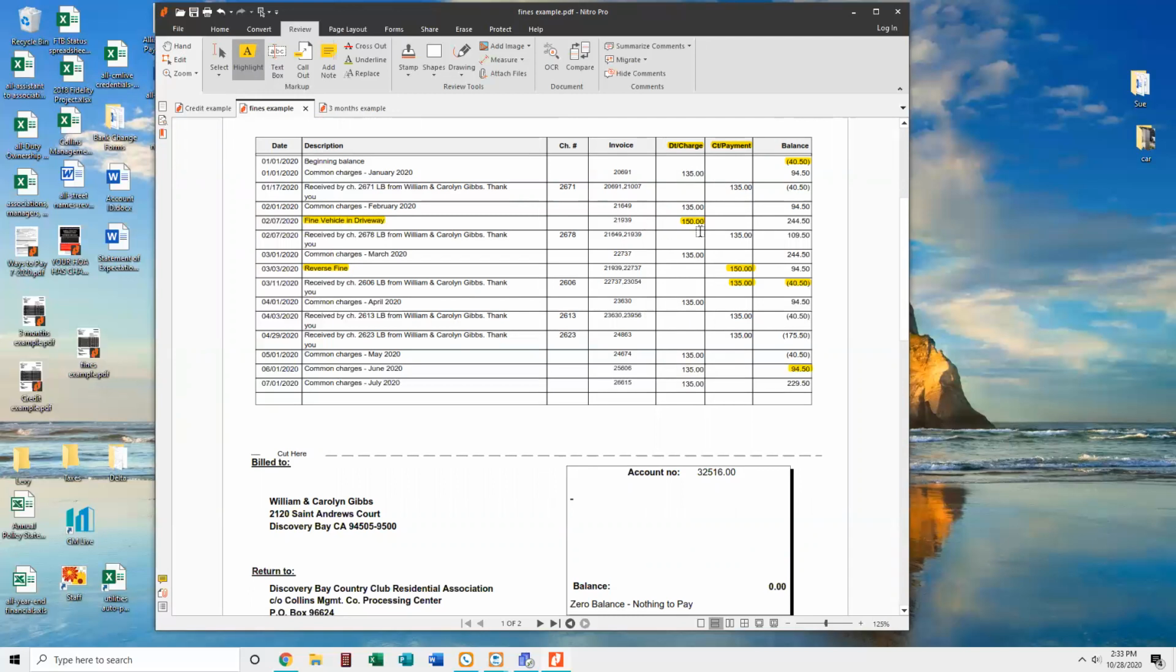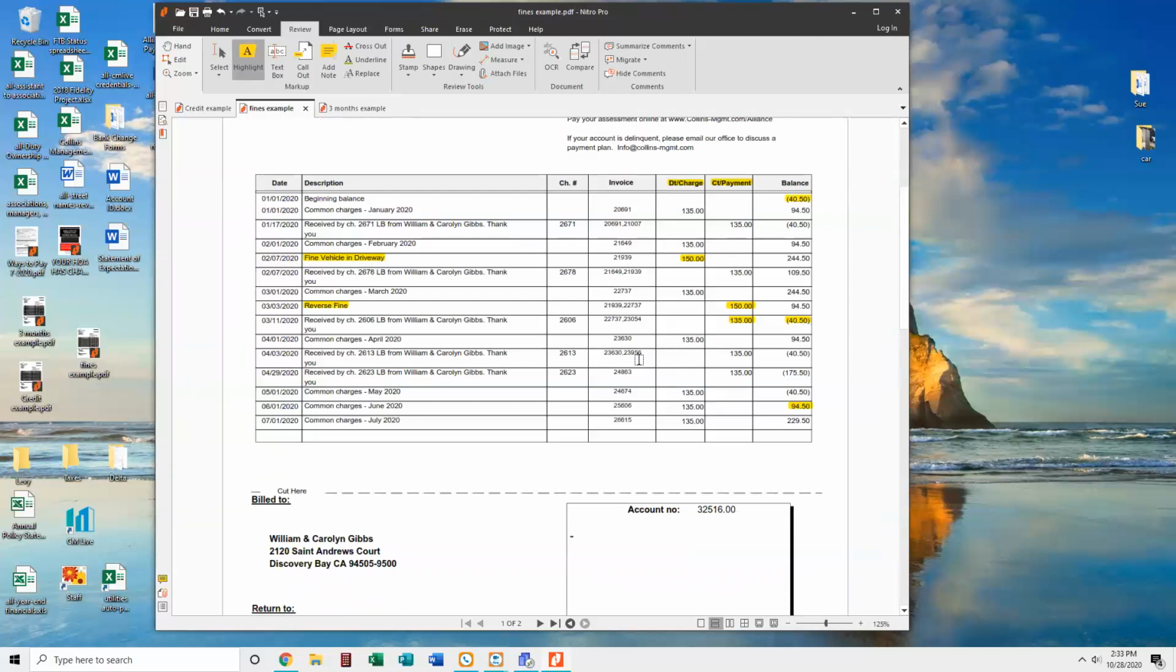So it looks like she probably went before the board and asked to have it waived. It came back to accounting. Accounting reversed the fine, and that gave her a credit for that fine because she was charged for that fine, and then left that balance for that monthly balance. Then she paid her dues, and then she had her $40.50.